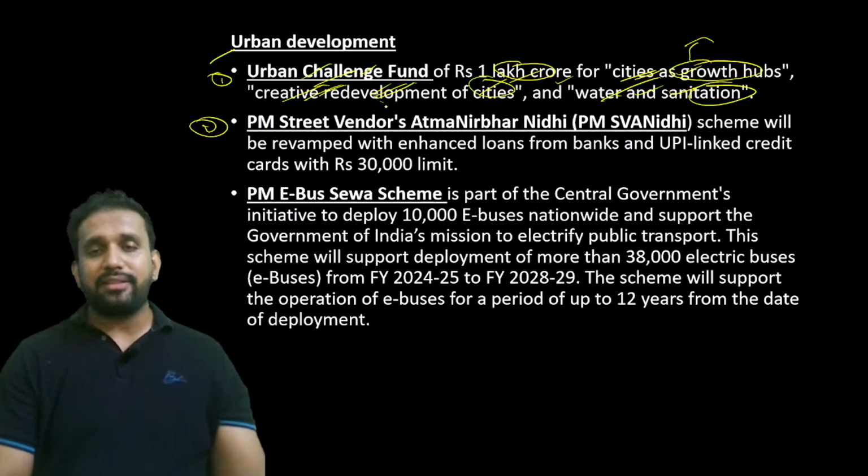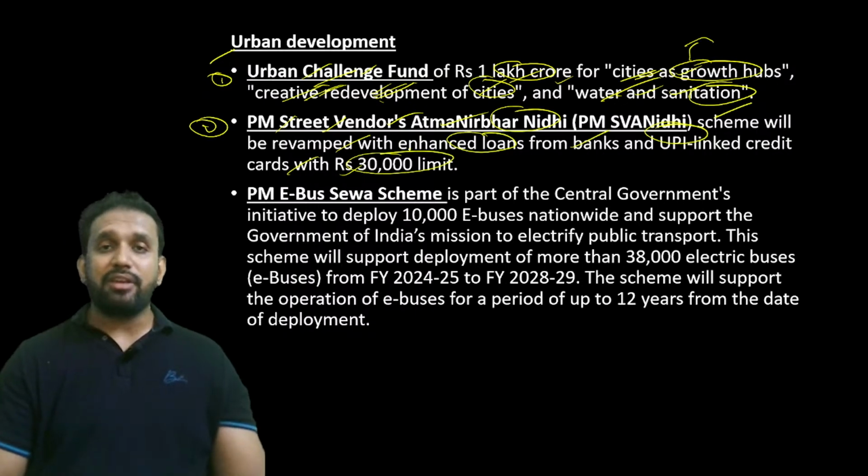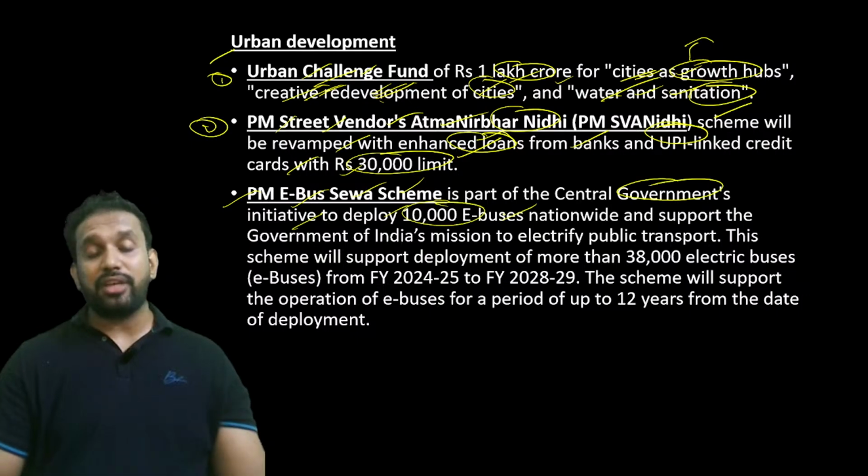So for them, a scheme was launched way back, but this year also it has a reference. The PM Street Vendor Atmanirbhar Nidhi scheme will have a 30,000 limit. Before, they had given only 10,000. A scheme is there as part of central buses across the states.